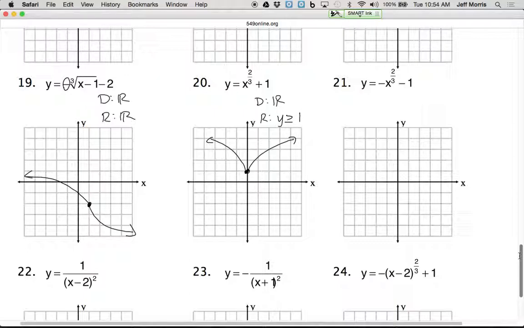What about number 21? Flipped bird. Dead bird. Flipped upside down. It's down 1, and it flipped over this negative out front, flipped it over the x-axis, so it's an upside down bird. Okay? So domain is still all real numbers, but what's the range? Less than or equal to negative 1.